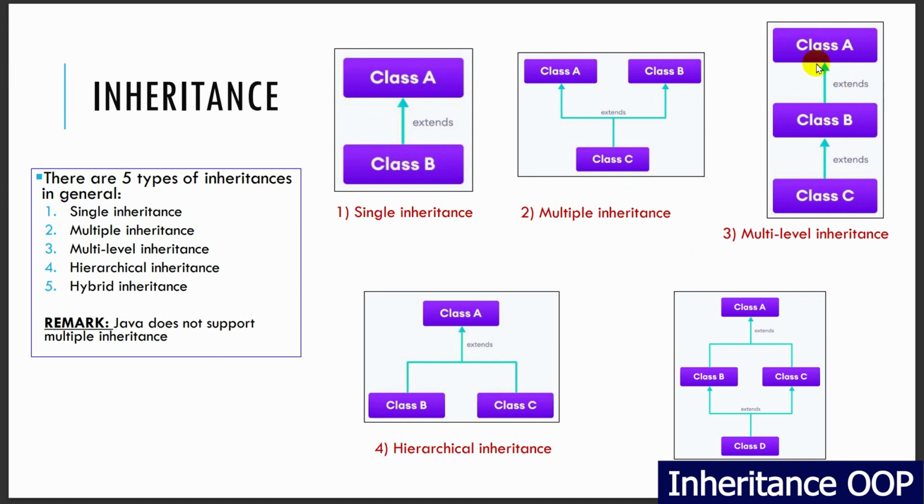And we have another one, which we call hierarchical inheritance. It means that one class is extended by more than one subclass. We also have hybrid inheritance. It's a bit complicated; it merges multiple inheritance and hierarchical inheritance together. Note that Java does not support multiple inheritance. This is to simplify the implementation and avoid making it more complex.